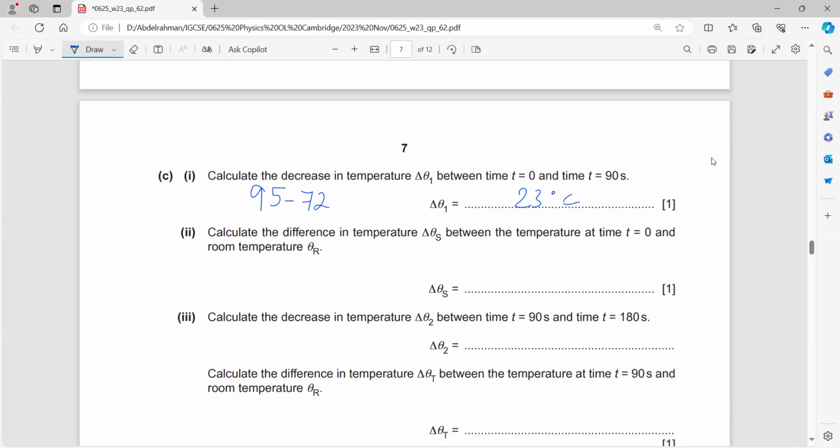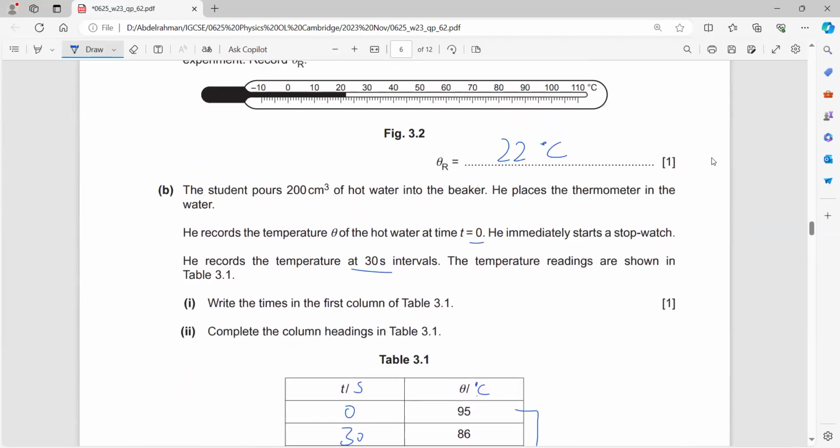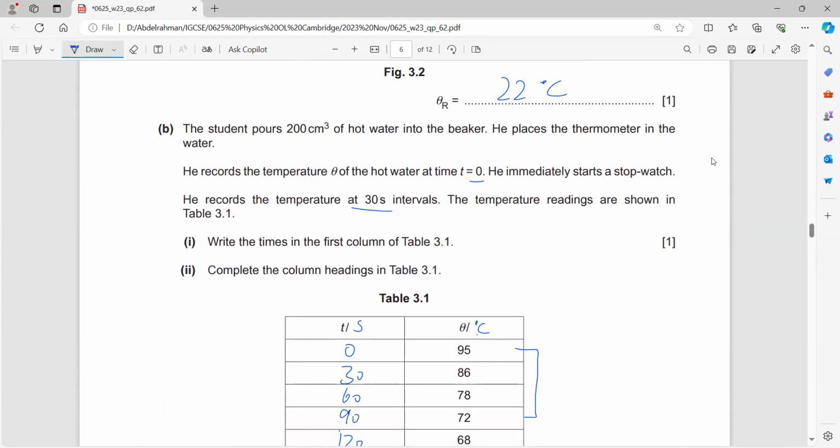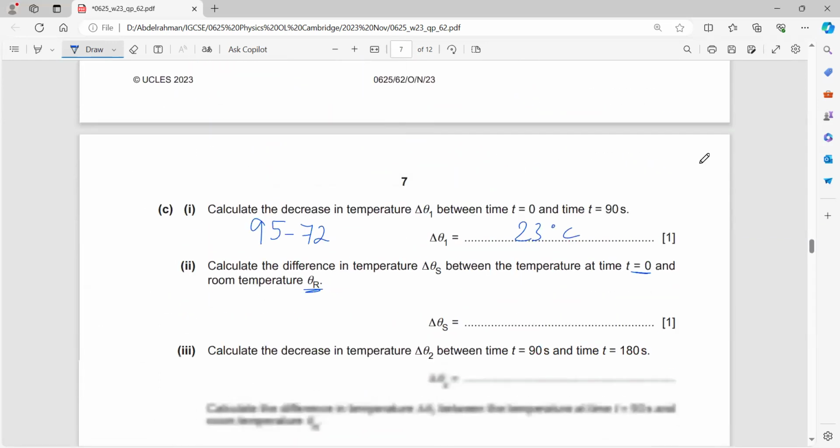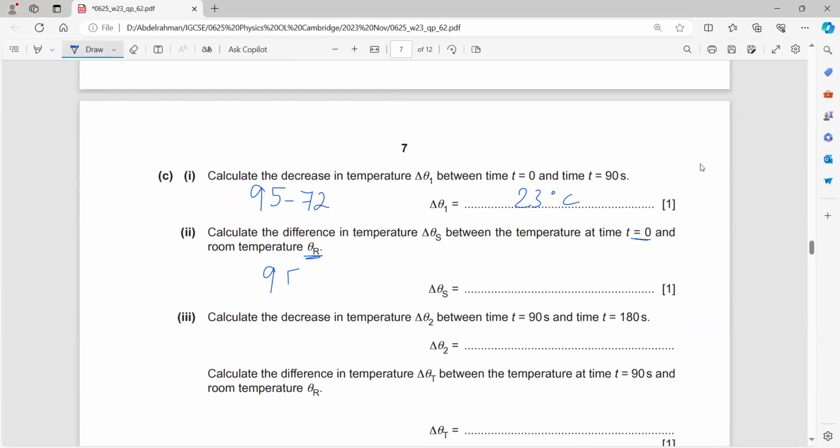Calculate the difference in temperature between the temperature at time 0 and theta r. What was theta r? What was the room temperature? 22. So the temperature at time 0, which was 95, minus 22 is 73 degrees Celsius.